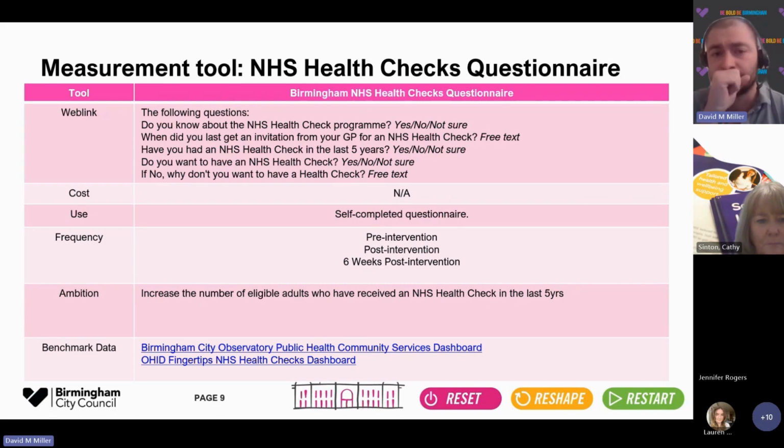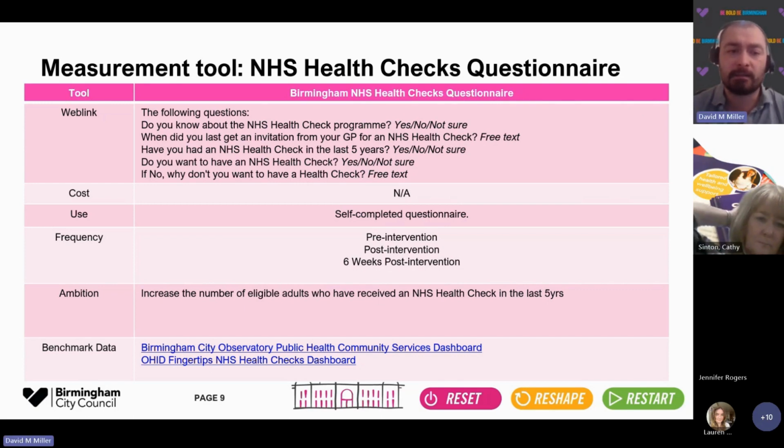So these are all really key for us to understand a little bit more of the context and the data around health checks for people who are service users for interventions. There's no cost associated with it. It'll be a self-completed questionnaire, and in terms of frequency, so that we can see progress through the intervention, we're asking for this to be completed pre-intervention, post-intervention, and also 6 weeks post-intervention.